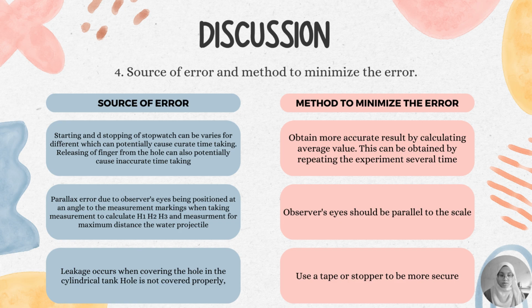For the method to minimize the error, obtain a more accurate result by calculating the average value. This can be obtained by repeating the experiment several times. For the source of error, parallax error is due to the observer's eyes being positioned at an angle to the measure marking when taking measurements to calculate the H1, H2, and H3 and the maximum distance of the water projectile. For the method to minimize the error, the observer's eyes should be parallel to the scale.